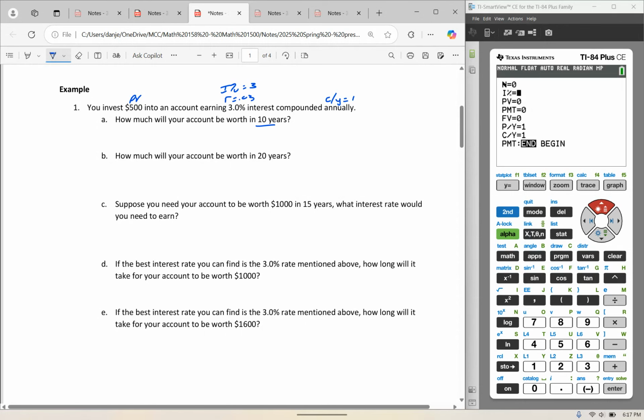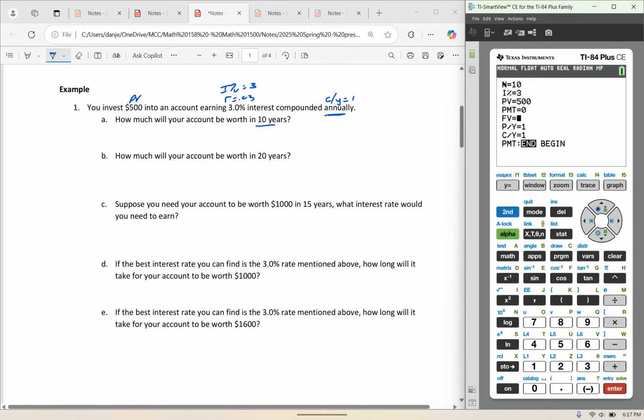Okay, so I'm going to invest $500. So my present value is $500. My interest rate is 3%. I want to make sure that my PY and CY are both 1 since my interest is compounded annually. What's the future value going to be? Payment I already talked about. We're going to leave that 0 throughout this entire video. So now N, annually, for 10 years. So my question is, what's my future value?